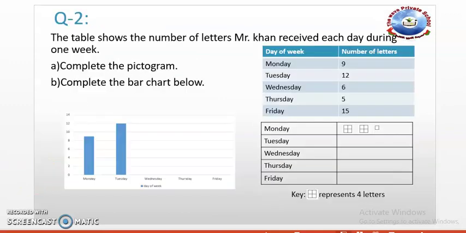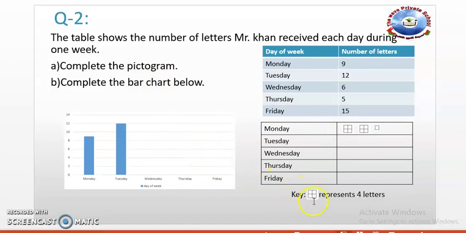Now let's proceed and come to Question 2. The table shows the number of letters Mr. Khan received each day during 1 week. We have to complete the pictogram and complete the bar chart below. Here in this table, the number of letters and the days of the week are given. In this question, we will solve both the pictogram and the bar chart. This is the pictogram and this is the bar chart. We have to find both solutions.